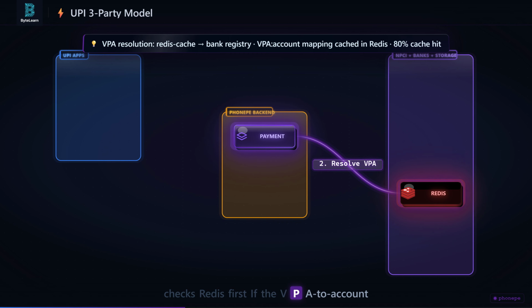The payment service resolves the payee's VPA, the virtual payment address, like rajesh@oxby. It checks Redis first. If the VPA to account mapping is cached, it returns in under 1 millisecond. On a cache miss, it queries the NPCI VPA registry. The cache hit rate is above 80% because most payments go to the same set of frequent payees.